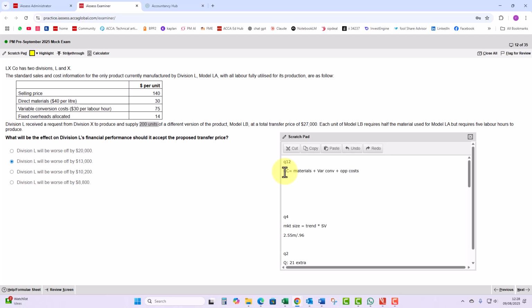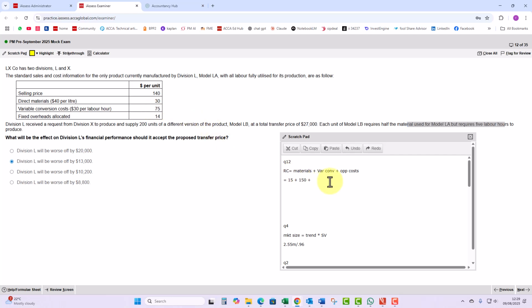We need to find the relevant cost of making this alternate LB, and that will be made up of the materials that it uses, the variable conversion costs, i.e. the labour hours, and the opportunity cost from not making model LA. So what's the materials? So each model requires half the material used for model LA. Well, LA uses 30 per unit, so if it uses half, that would be 15. The variable conversion costs, it requires 5 hours of labour to produce. Well, the variable conversion costs at 30 per hour is costing 75, so this is using 2.5. So we're going to have to double that, so that's 150.